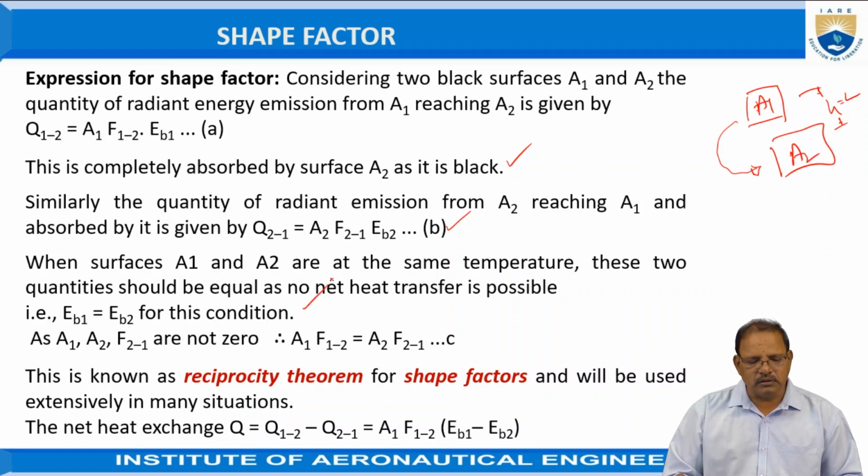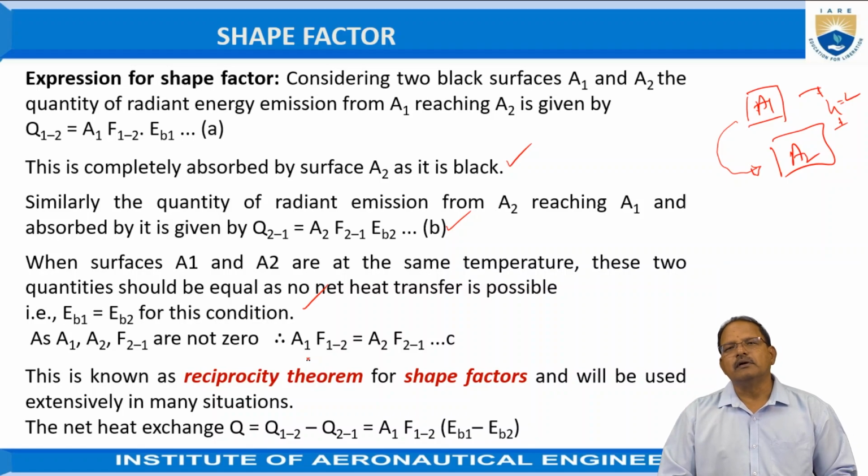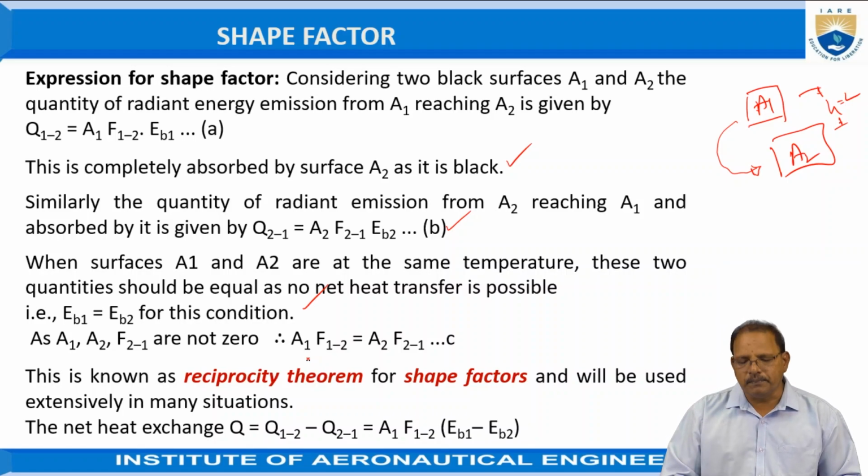So from this relation, the quantity of heat energy flowing from 1 to 2 is equal to the quantity of energy flowing from 2 to 1, and EB1 is also equal to EB2. From this relationship we get A1 F12 equal to A2 F21. F12 is not necessarily equal to 1, why? Because F12 and F21 depend upon the distance between the two bodies. Since the relative distance is the same, it is not required to consider here.